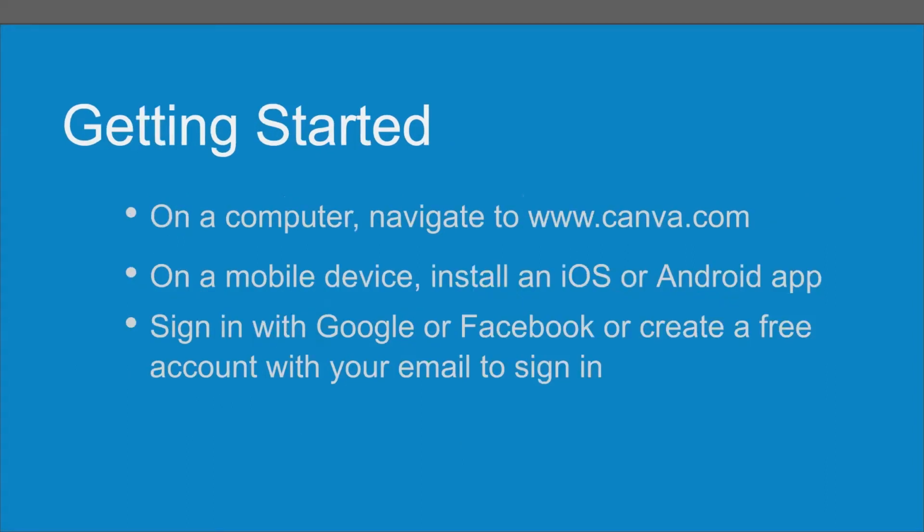And so to get started, you just either navigate to canva.com, or if you do want to use a mobile device, you can download and install the app. And then you need to have a free account to use these, but you can either sign in with Google or Facebook, or you can just create a free account using your email.